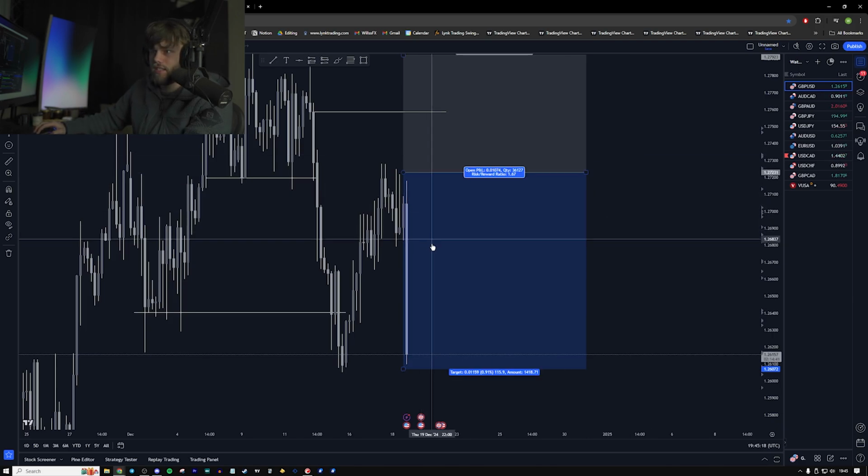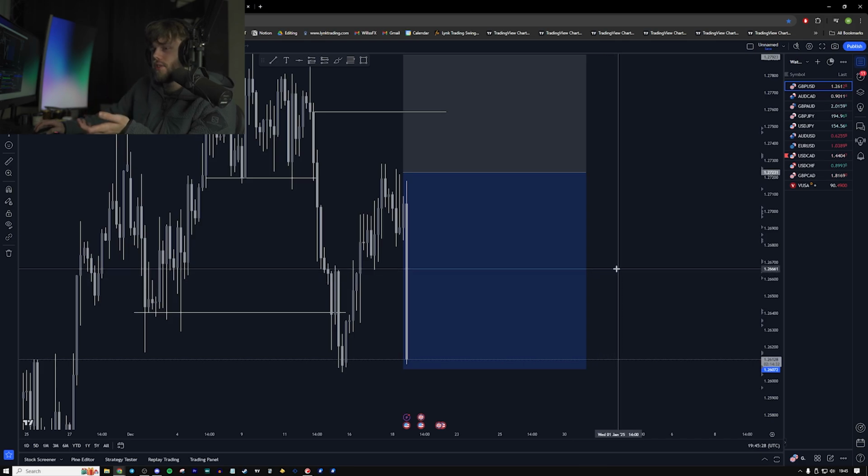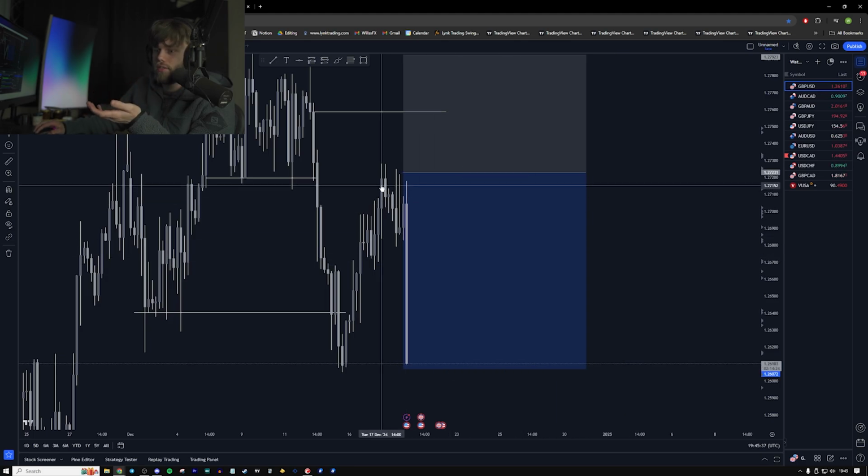And then obviously this main push down has been caused by FOMC at 7 p.m. and the interest rate decision. So it is very annoying, but there's nothing we can really do. If I was awake, obviously I could have gotten the trade, or I could have got into the position yesterday, but I didn't. So there's not really any point mentioning that.